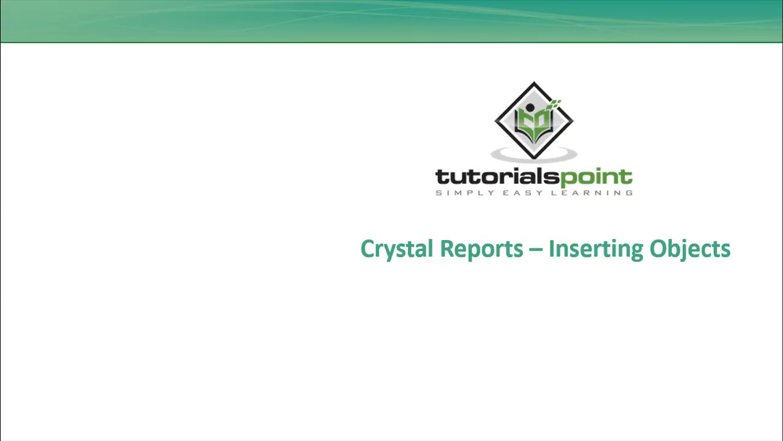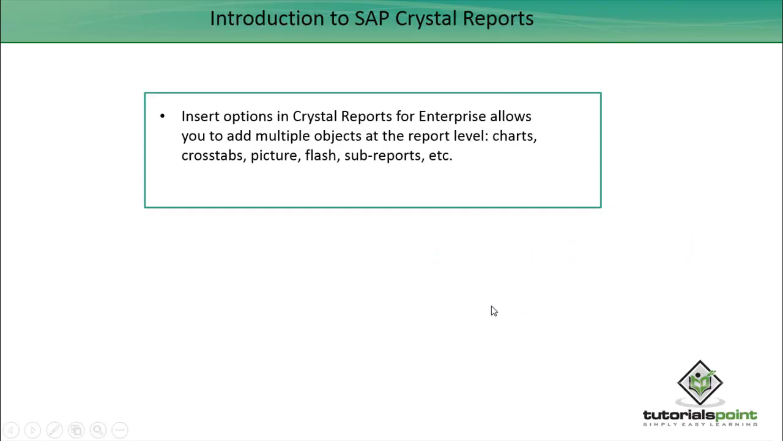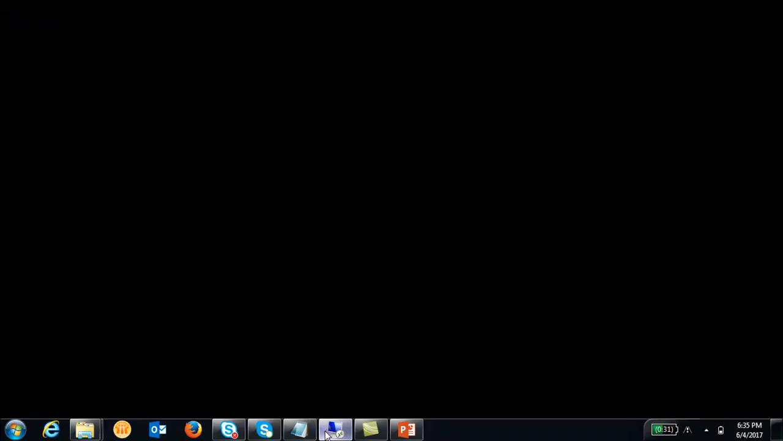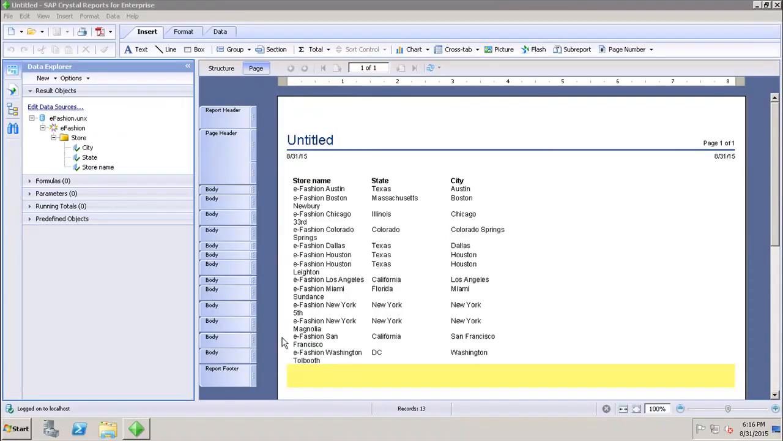In this tutorial we will discuss the insert option in Crystal Reports for Enterprise. We can use the insert option to add multiple objects such as charts, cross tab, picture, flash and sub reports. So let's see in the report how we can add the different objects into the Crystal Report.